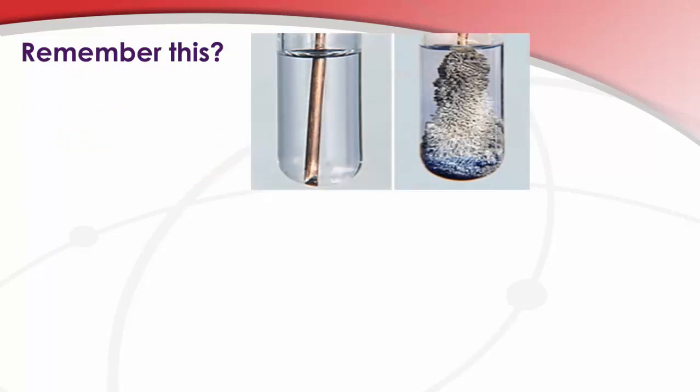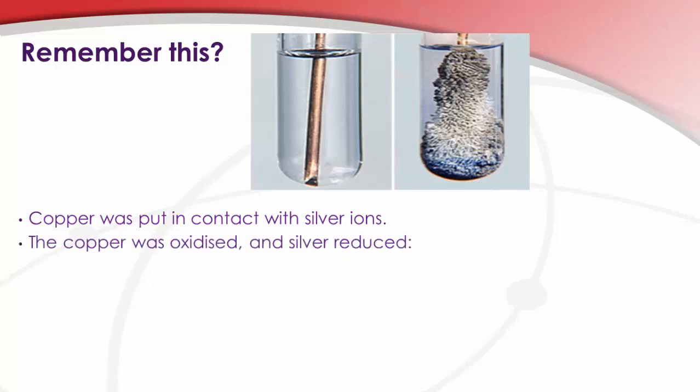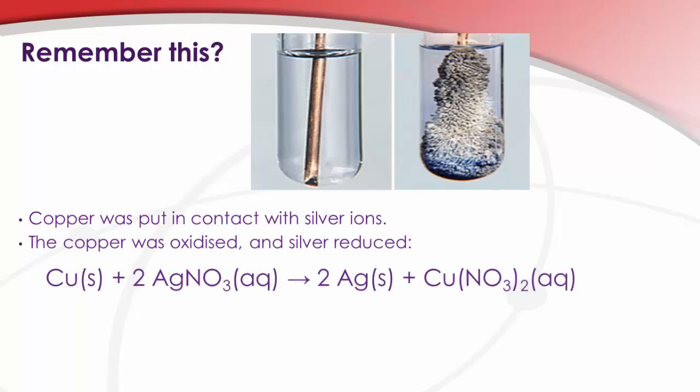I wonder how many of you remember day one when we talked about putting solid copper into a solution of silver nitrate. When we did this, the copper over time reacted with the silver nitrate, producing a gray solid on the surface of the copper, and the solution turned blue. And this was associated with the oxidation of the copper and the reduction of the silver. And the reaction is given here. Solid copper reacting with silver ions to produce solid silver and copper nitrate in solution.